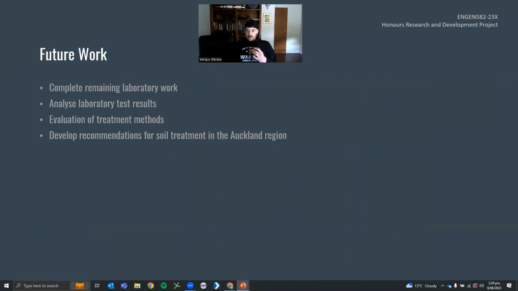So in terms of that future work, we will complete the laboratory work, which involves some triaxial tests, some linear shrinkage, some odometer testing, and also finishing off our Atterberg limits and our scanning electron microscopy work. We'll also start developing a mixing technique to treat these soils with lime, from which we can then develop recommendations to treat these soils for real-world construction practices in the Auckland region.